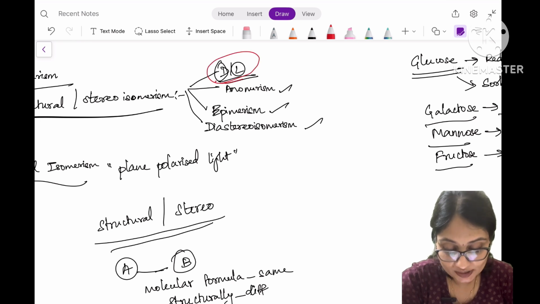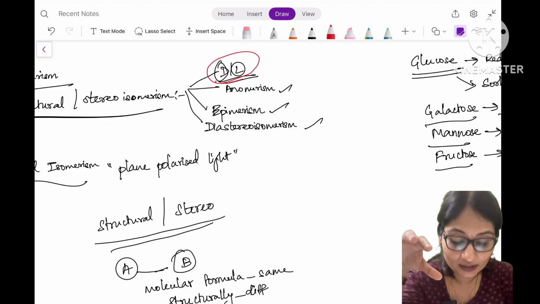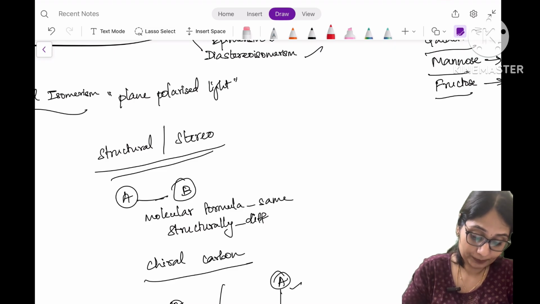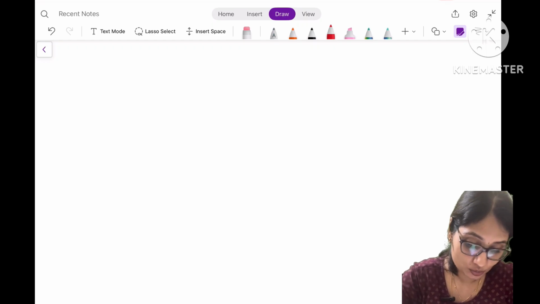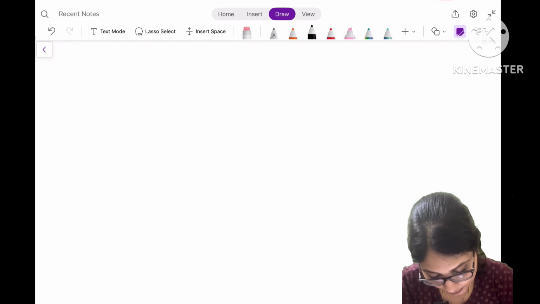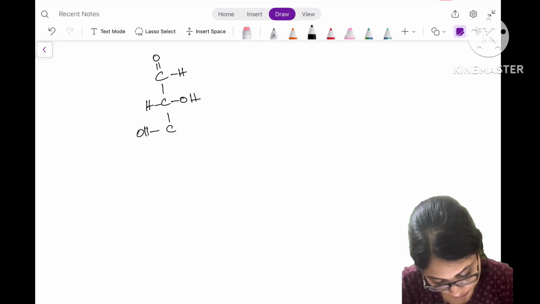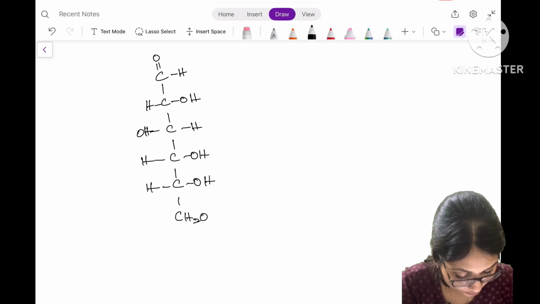Now let's move on to D and L isomers. This is like a mirror image, basically a molecule and its mirror image. These are the D and L isomers. To talk about it in detail, let's draw a structure of glucose. C double bond O and H, then CHOH, CHOH, CHOH, CHOH, finally CH2OH.